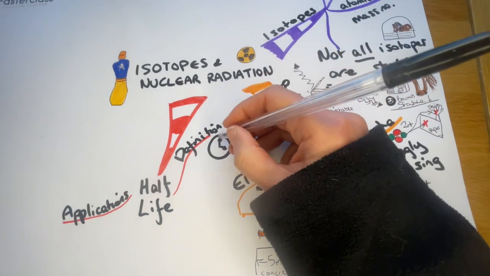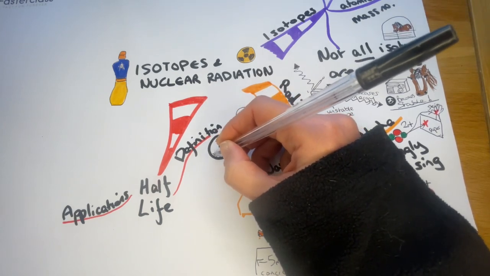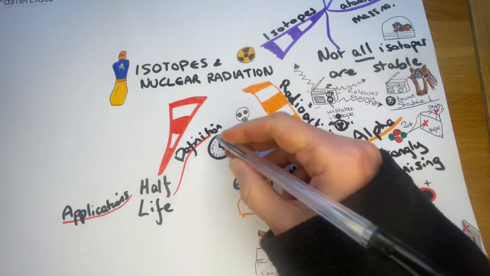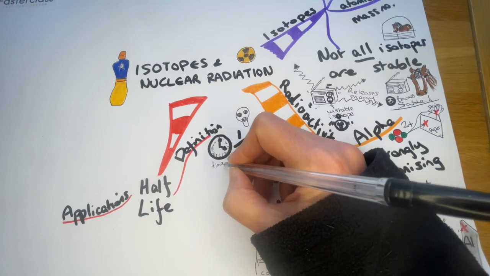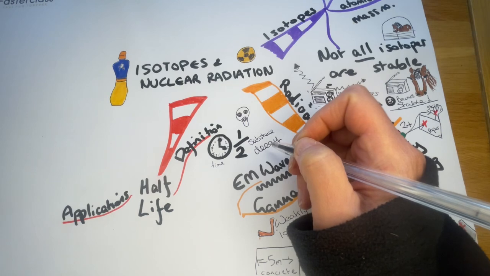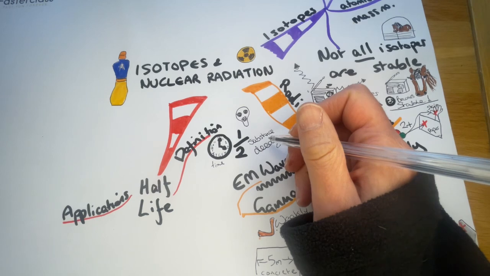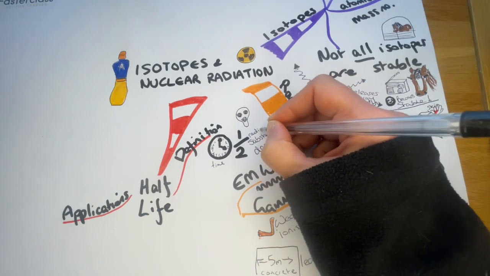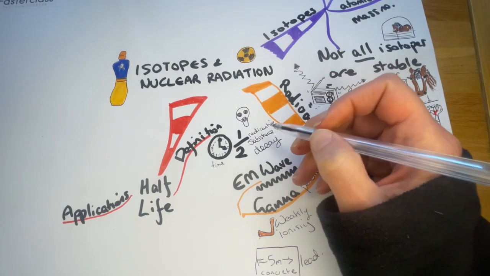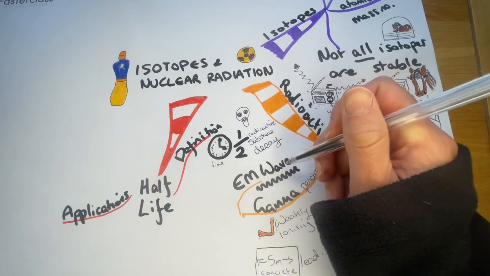So this is me just saying that we've got 1, 2, 3, 4, 5, 6, 7, 8, 9, 10, 11, 12. This is our clock, so it's the time it takes for half, that's fairly self-explanatory, of the radioactive nuclei in a sample to decay. I'm going to put radioactive in here. Half-life is how quickly a radioactive substance loses its activity.